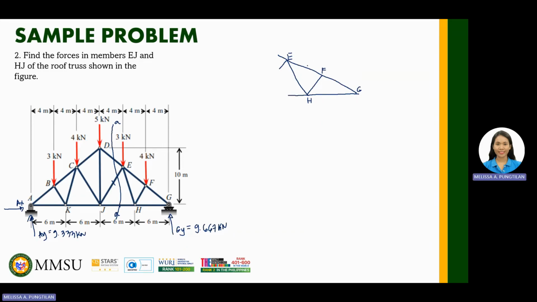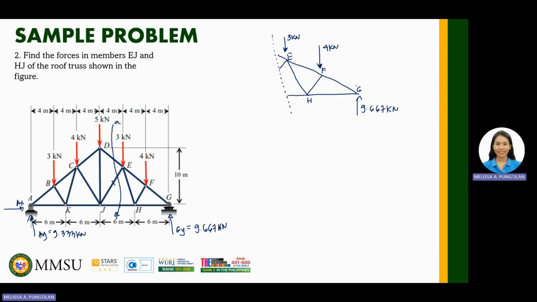Okay. So, nandito yung ating cutting line. Ayan. Tama ba? So, 1, 2, 3. Okay. And then, don't forget yung ating mga external forces. So, here, meron tayong 4 kilonewton, 3 kilonewton, and 9.667 kilonewton.